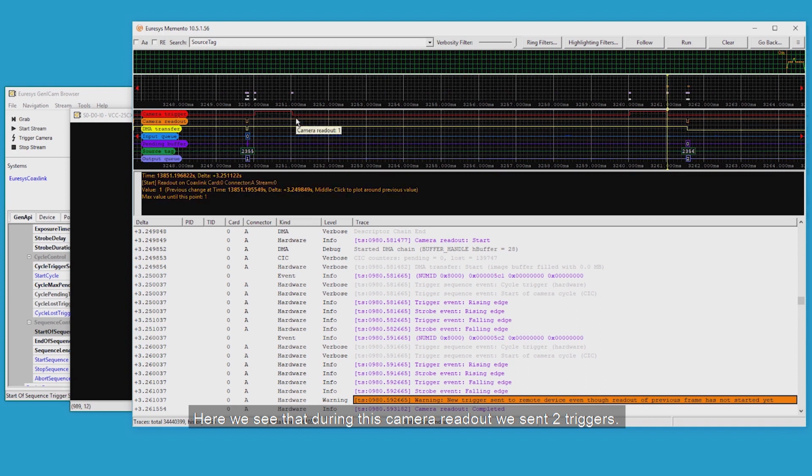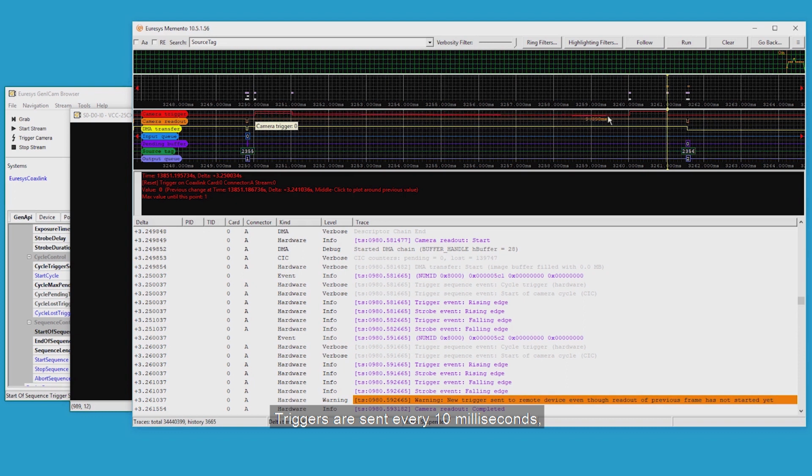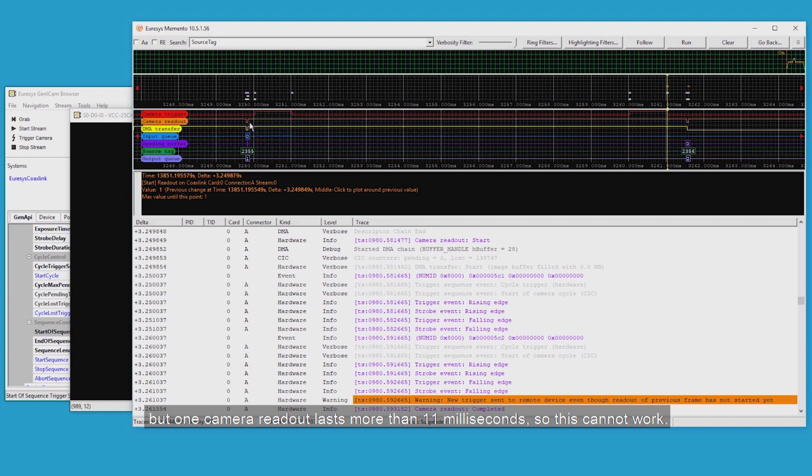Okay, in here we see that during this camera readout, we sent 2 triggers, so the camera missed one of them. And the reason is that the trigger rate is too fast. Triggers are sent every 10 milliseconds, but one camera readout lasts more than 11 milliseconds. So this cannot work.